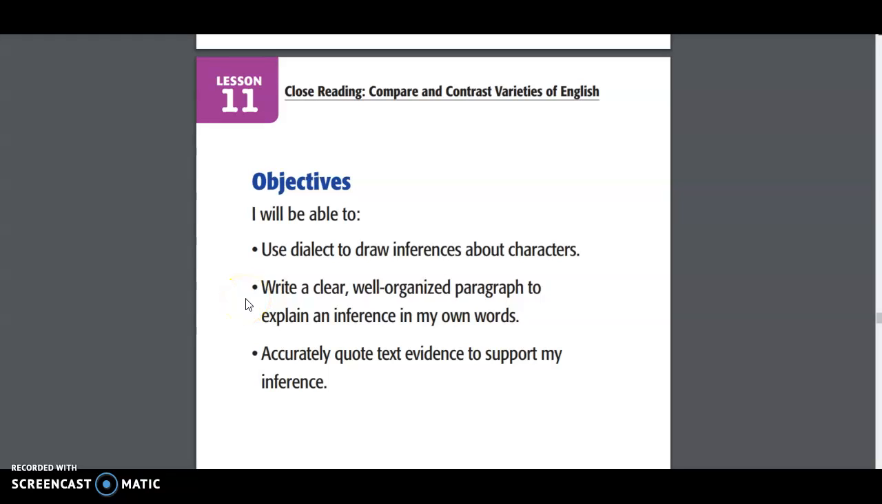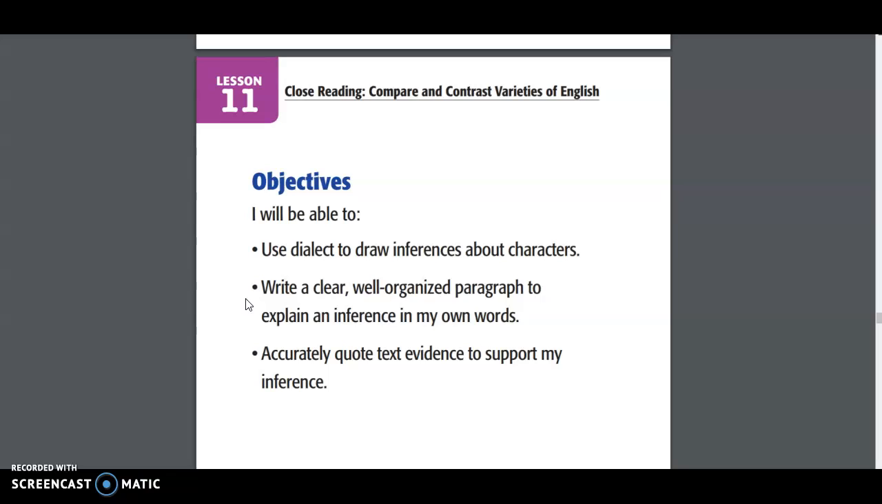Alright, boys and girls, so for our first reading lesson, it is going to be on lesson 11 called Comparing and Contrasting Varieties of English. So if you are not at Camp Life yet on page 12, please go ahead and get there, because that's where we're going to be doing this lesson from. Give you a second to turn to page 12 in your booklets. 3, 2, 1. Alright, so let's go ahead and begin.